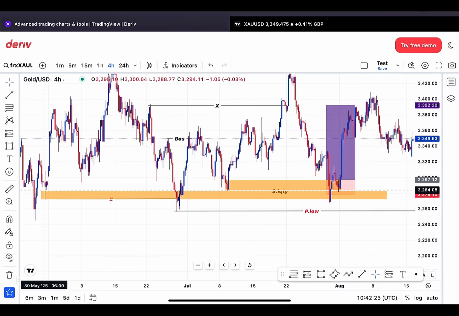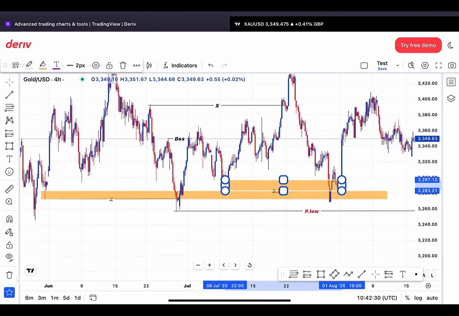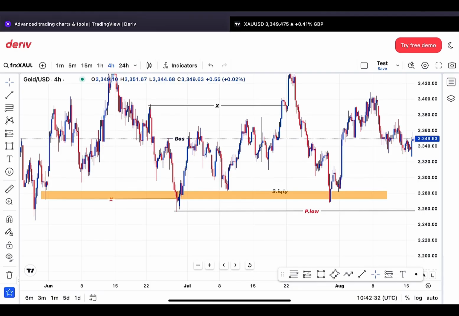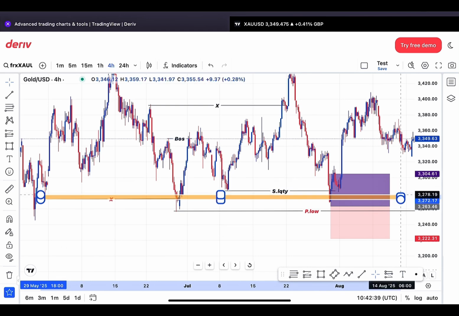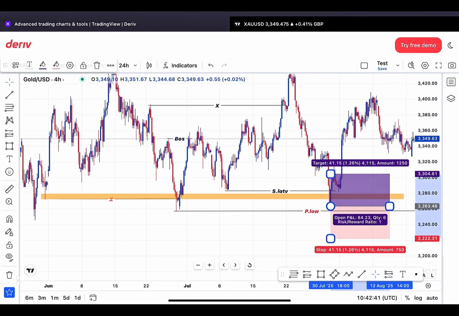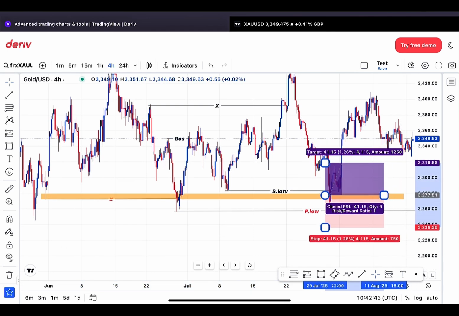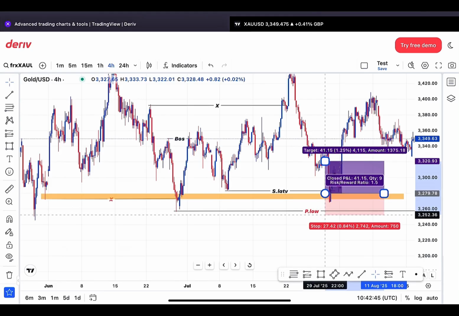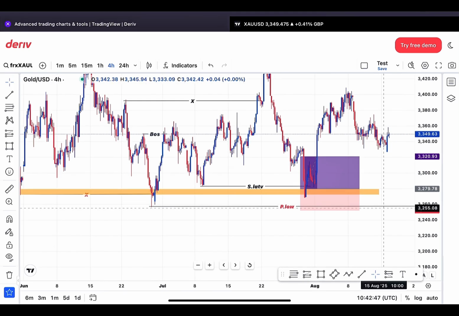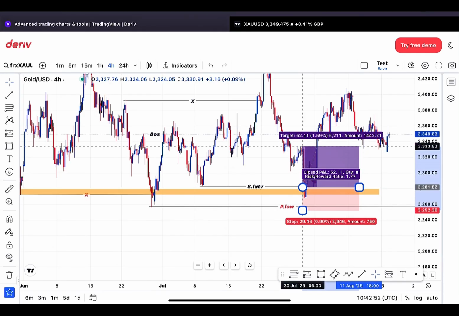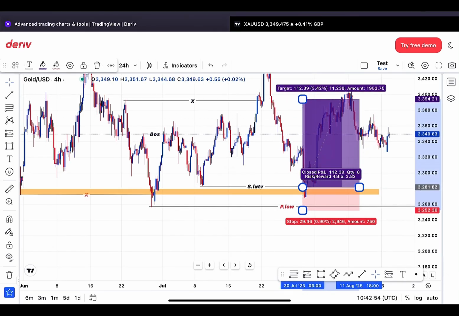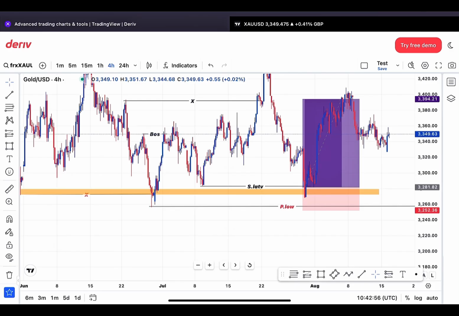So as you can see, I mapped out my demand, then removed this retail traders' position. Then what happened after the sweep? You can see what the market did. The market tapped this zone. Remember, your stop loss must be at the protected low. So what happened after that? Boom, we smash our take profit.